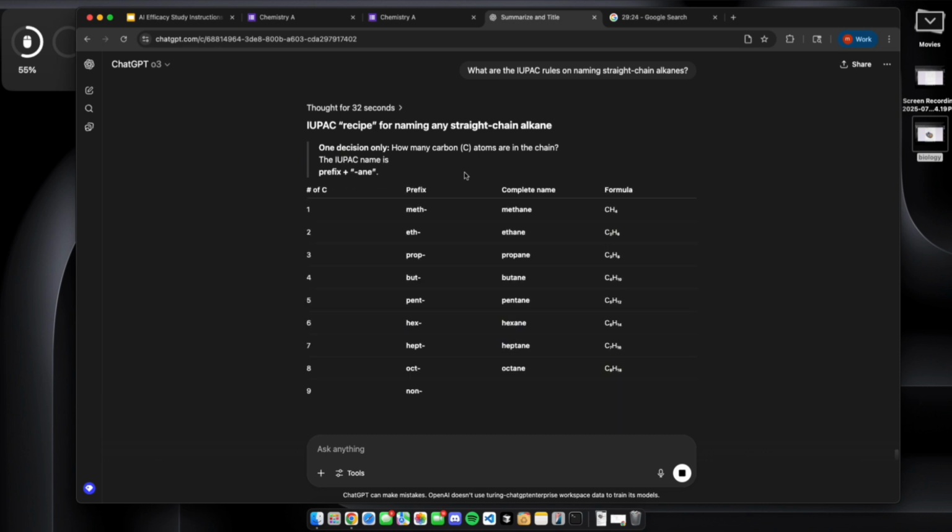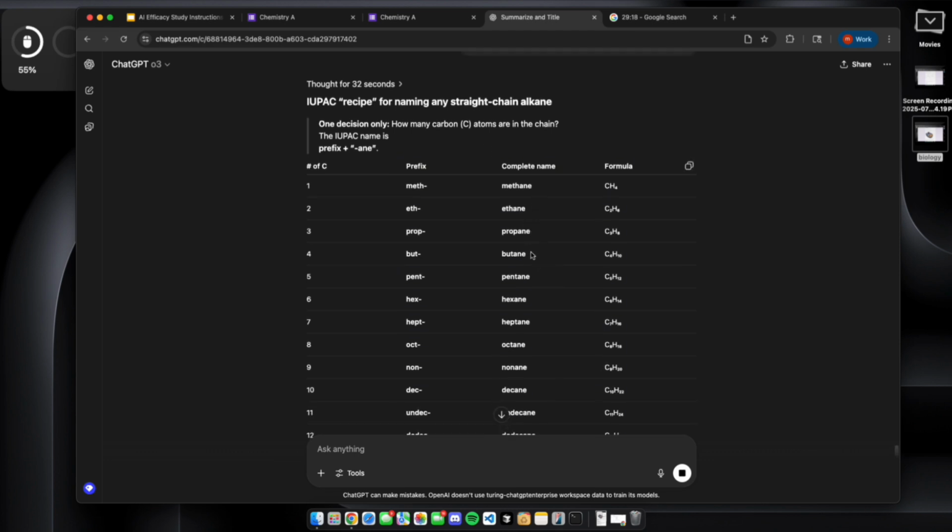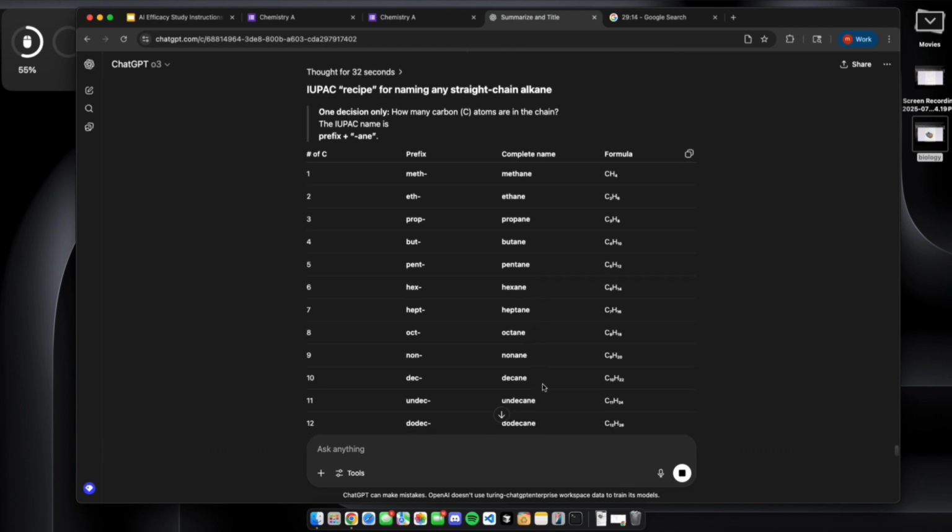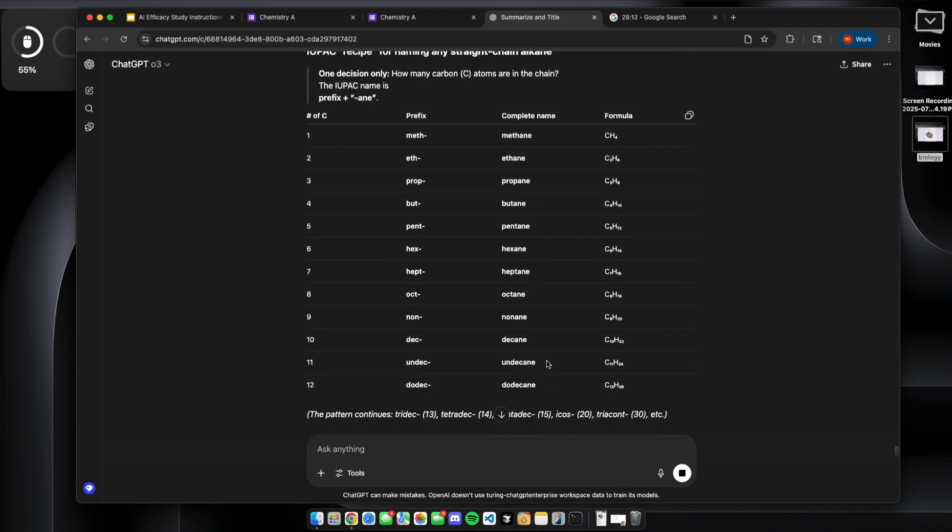IUPAC recipe for naming any straight chain alkyne. Okay, so this was what we were looking at earlier: methane, ethane, propane, butane, pentane, hexane, heptane, octane, nonane, decane, undecane. So from pentane and up, it's pretty obvious what it's referring to. However, up to butane, we just have to remember that methane is 1, ethane is 2, propane is 3, butane is 4.